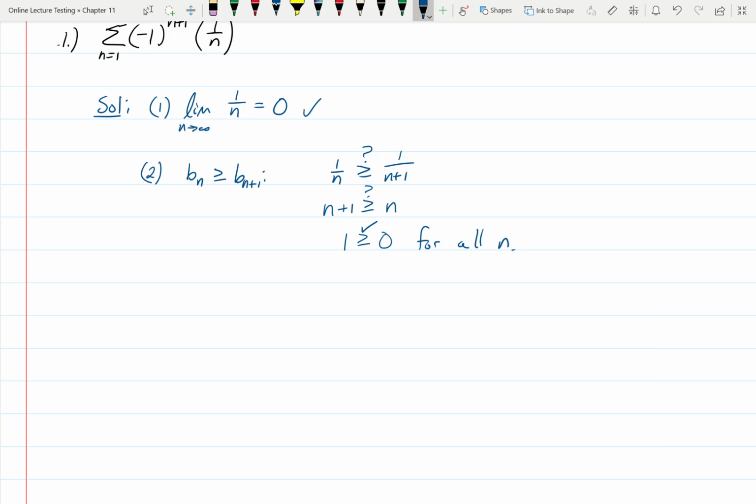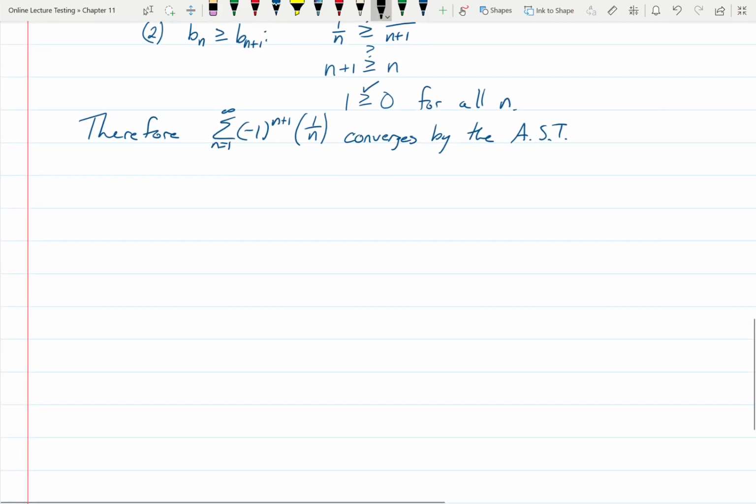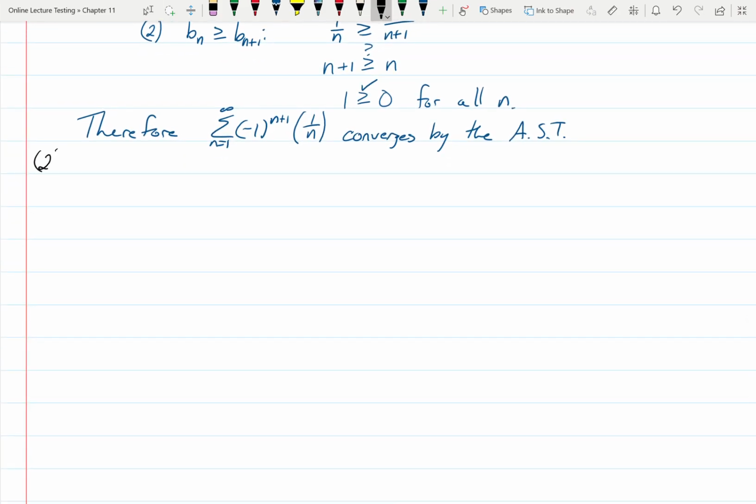So therefore, the series, as n goes from 1 to infinity, of negative 1 to the n plus 1 times 1 over n, converges by the AST, the alternating series test. And that's all you have to do. So that's it. All right. So let's look at another one. Number 2.